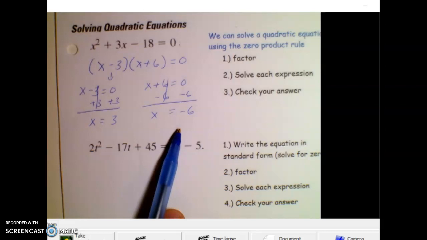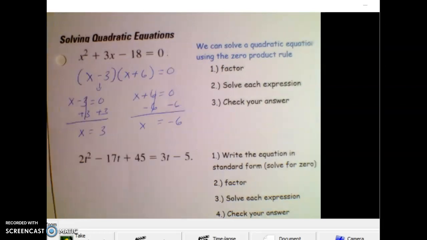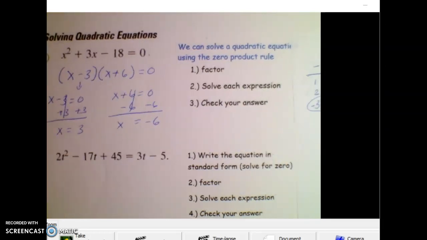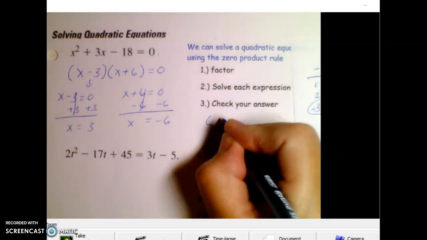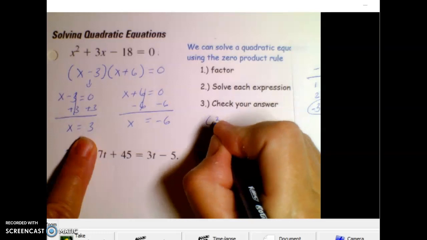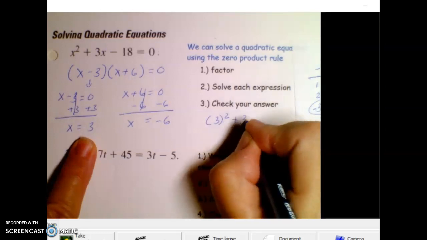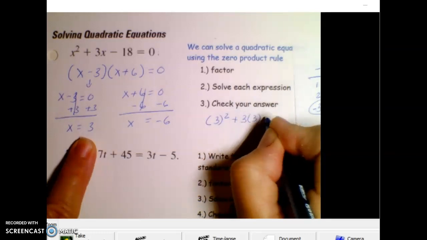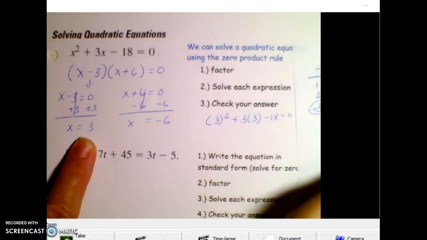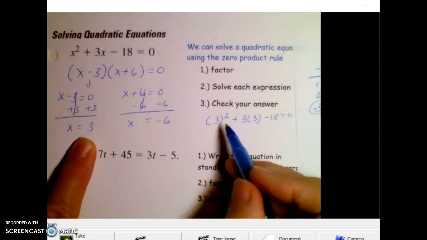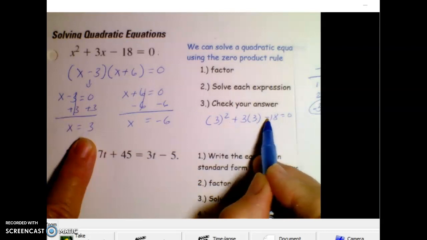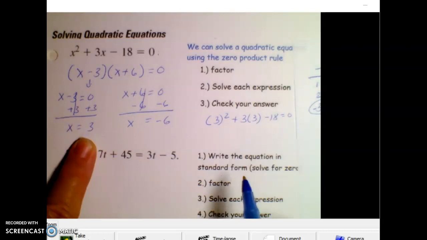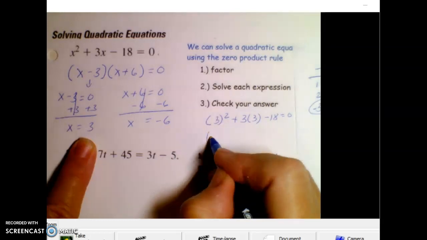And the last thing I always want to do is check my answer and make sure that it works. So let's take a look. How do I check it? I'm going to come back up to this equation. So if I do 3 squared plus 3 times 3 minus 18, is that equal to 0? Let's say this is 9 plus 9 is 18. 18 minus 18, that's 0. That works. Let's see if it works for -6.